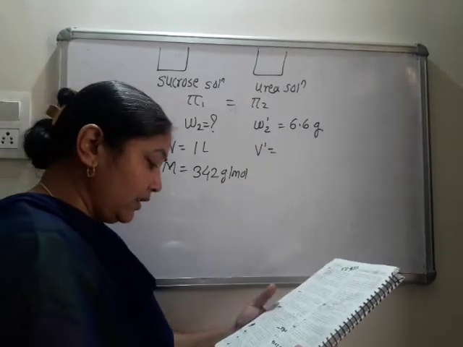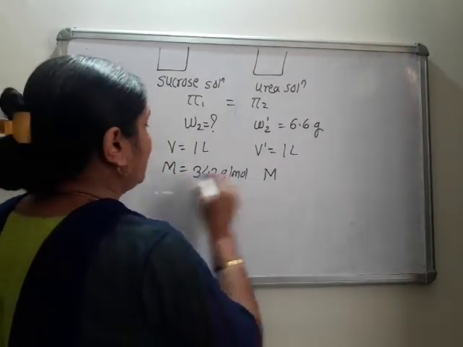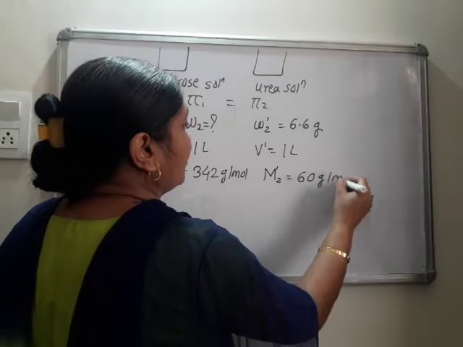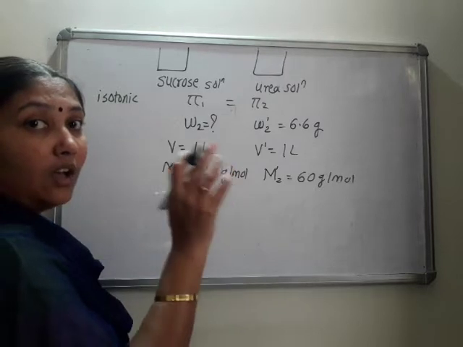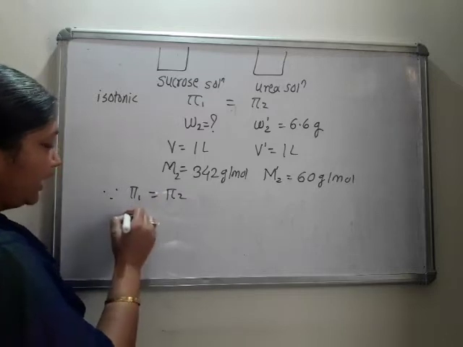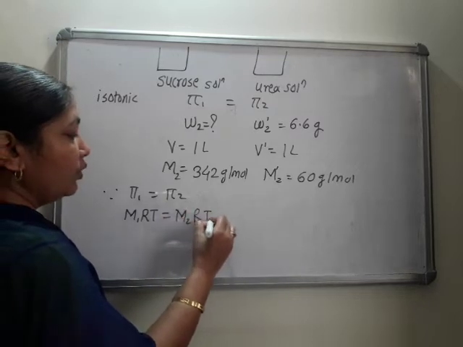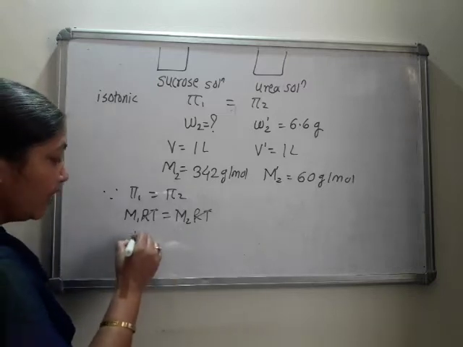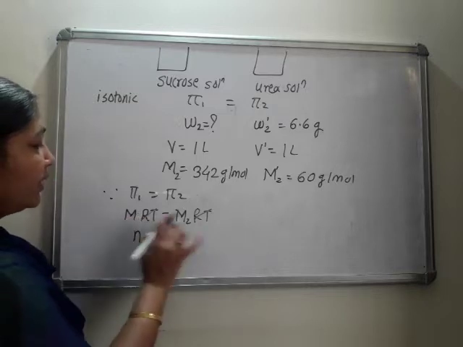Here also the volume given is the same. Kg per liter means the volume is also 1 liter. Its molar mass is M2, and this is M2 dash. M2 dash for urea is 60 gram per mole. So isotonic solutions have the same molar concentrations, since pi 1 is equal to pi 2. Pi 1 we can write as M1 RT is equal to M2 RT. RT gets cancelled, leaving M and M dash.